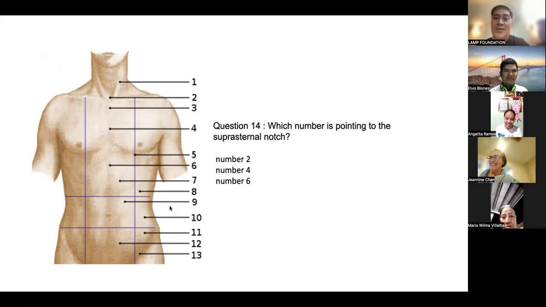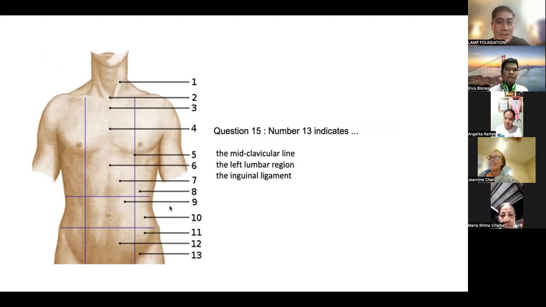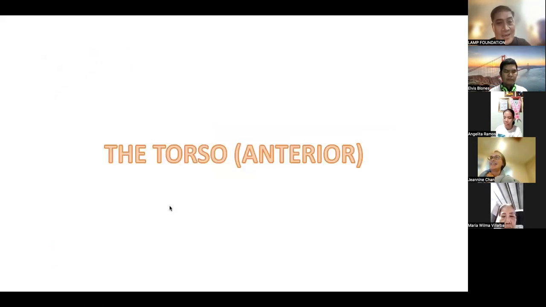Okay, which number is pointing to the suprasternal notch? Number 2. Okay, number 13 indicates? Inguinal ligament. Congratulations. One mistake. We accept any donation. You give that to your charity, whatever there.